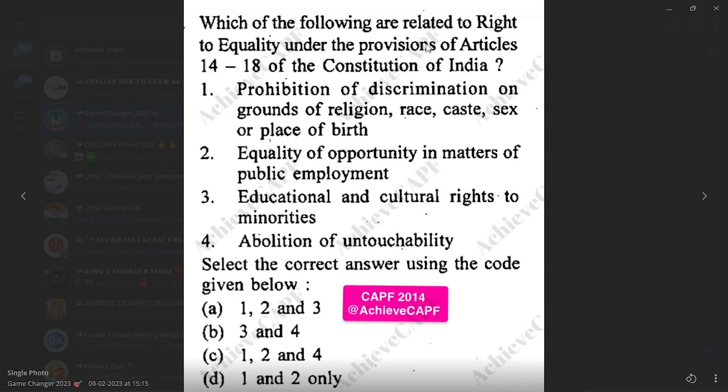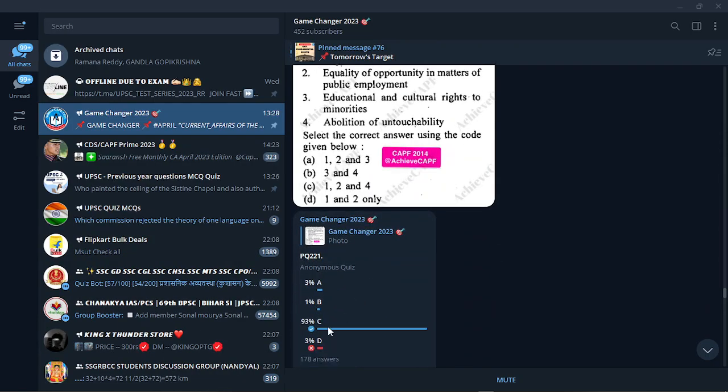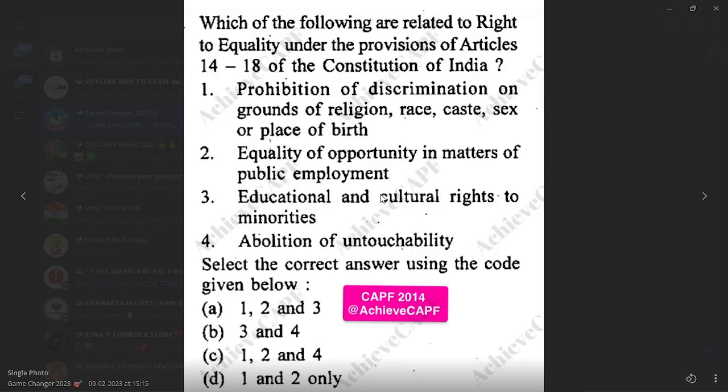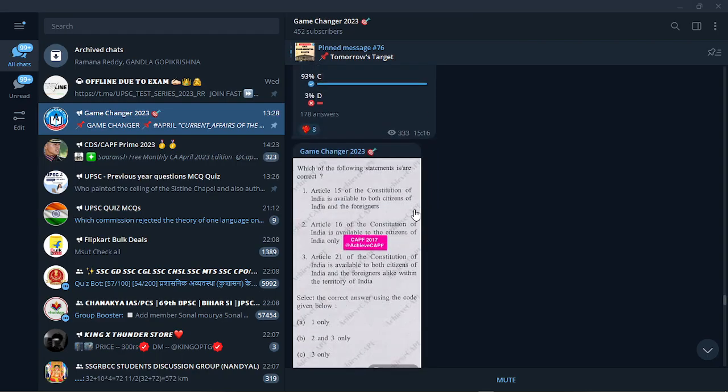Which of the following are related to the right to equality under the provisions of Articles 14 to 18 of the Constitution of India? Prohibition of discrimination on grounds of religion, race, caste, sex, or place of birth, equality of opportunity in matters of public employment, educational and cultural rights to minorities, abolition of untouchability. 1 to 4. C.